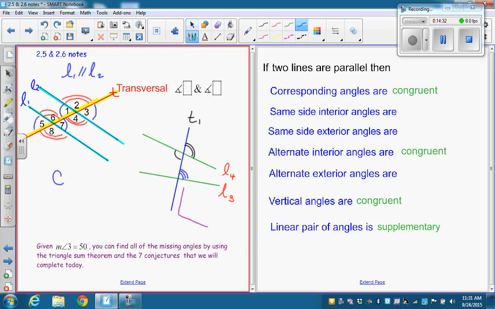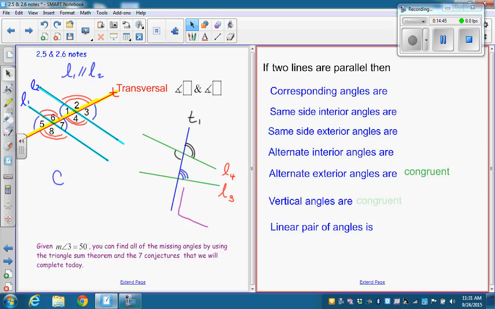Over here then, what do we know about alternate exterior angles? 2 and 8. Congruent or supplementary? Congruent, right? We already had these. Alternate interiors were congruent. Same side exterior, 3 and 8. What are they? Supplementary. Same side interior, supplementary. Corresponding, congruent.